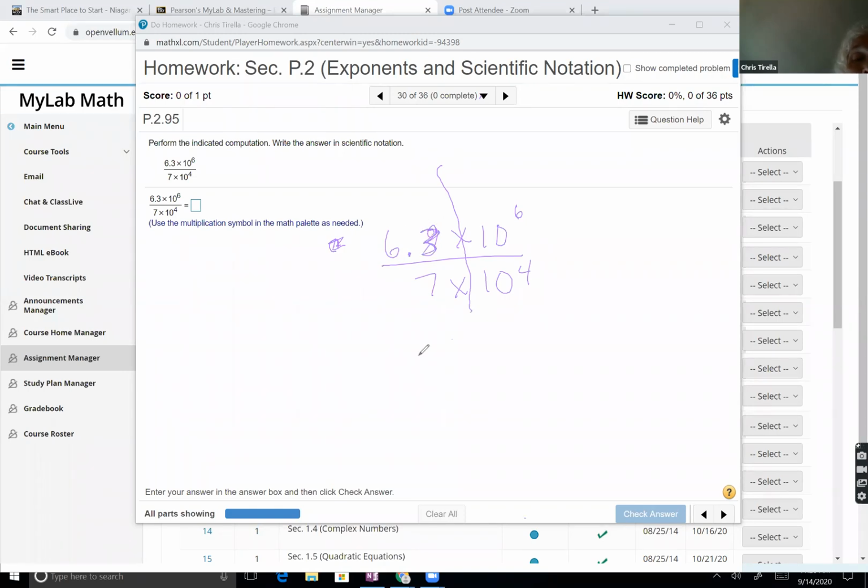I'm sorry, it's 6.3. So 6.3 divided by 7 is 0.9 times 10 to the 6th divided by 10 to the 4th. When I subtract, I get 10 to the 2nd. Moving over 2 places, that gives me 90. Then to put it back in scientific notation, that would be 9.0 times 10 to the 1st. Technically, this is not scientific notation. It's not your final answer, because in scientific notation, you need 1 digit in front of the decimal.